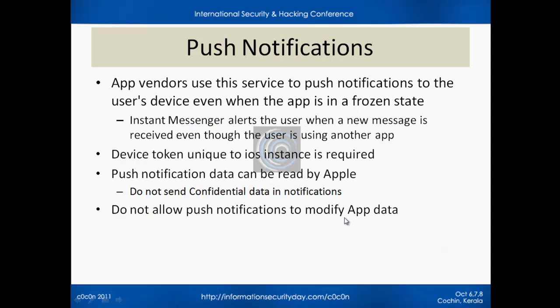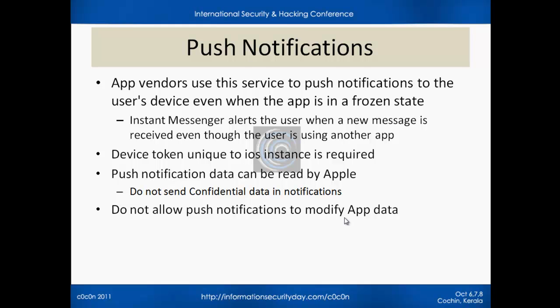Push notifications. Application vendors use this service to push notifications to the user's device even when the application is in a frozen state. For example, an instant messenger application alerts the user when a new message is received even though the user is using another application. A device token is used for push notifications. The device token is different from the UDID and unique for every iOS installation.